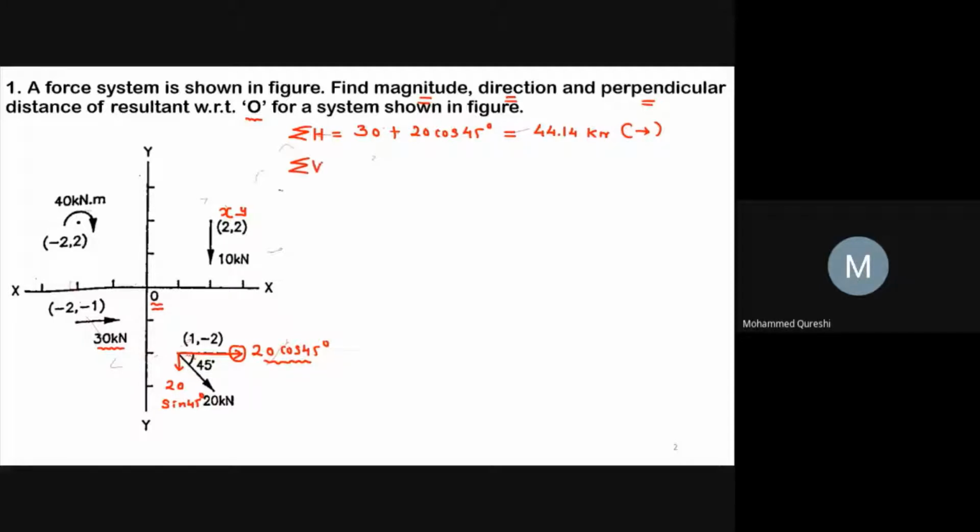Now go for sigma V, summation of all the vertical forces. The first vertical force is 10 kilonewton and it is going towards the minus y-axis, so minus 10, and the second vertical force is 20 sine 45 and it is also going downwards, hence minus 20 sine 45 degrees, which will be equal to minus 24.14 kilonewton. It is going towards the negative y-axis.